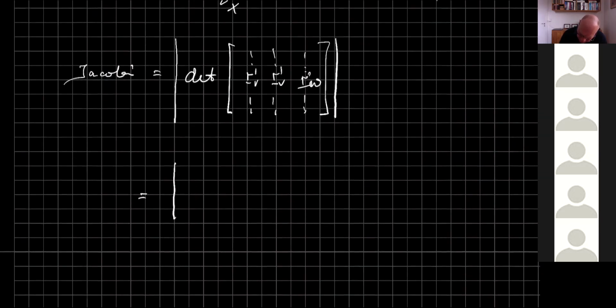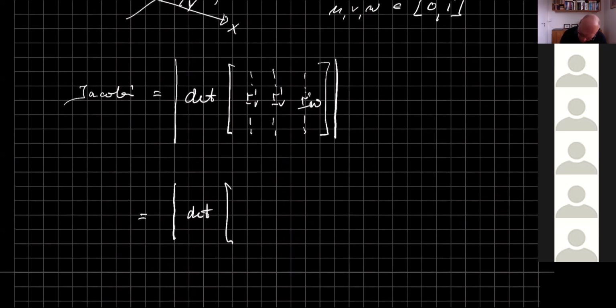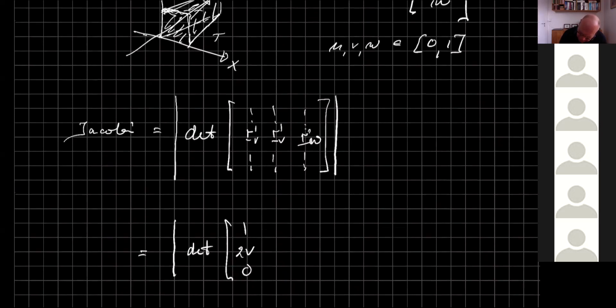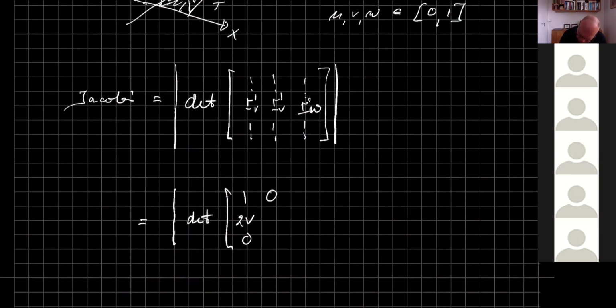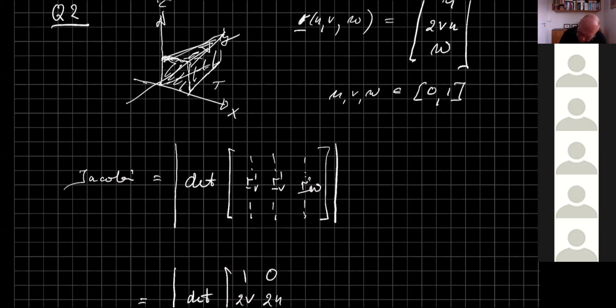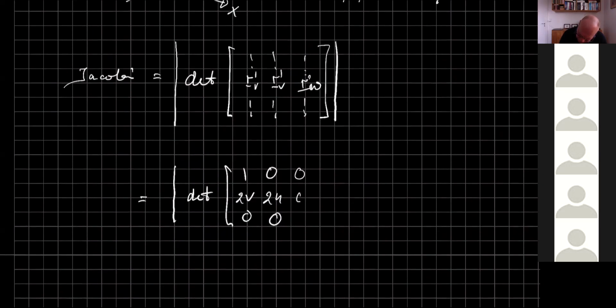So the numerical value: I have to differentiate this with respect to u. For the first column, I get 1, 2v, 0. And then for the second, I differentiate with respect to v. I get 0, 2u, 0. And then finally, I differentiate with respect to w. I get 0, 0, 1.